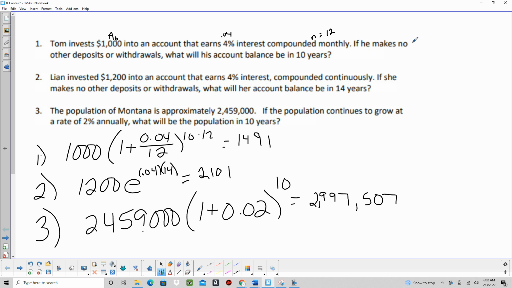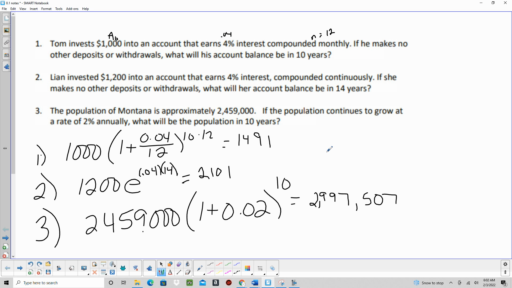He makes no other deposits or withdrawals. What will his account be in 10 years? So your time is 10. You just plug it into the formula. A sub naught times (1 plus R over N) all raised to the NT. And you get your answer.